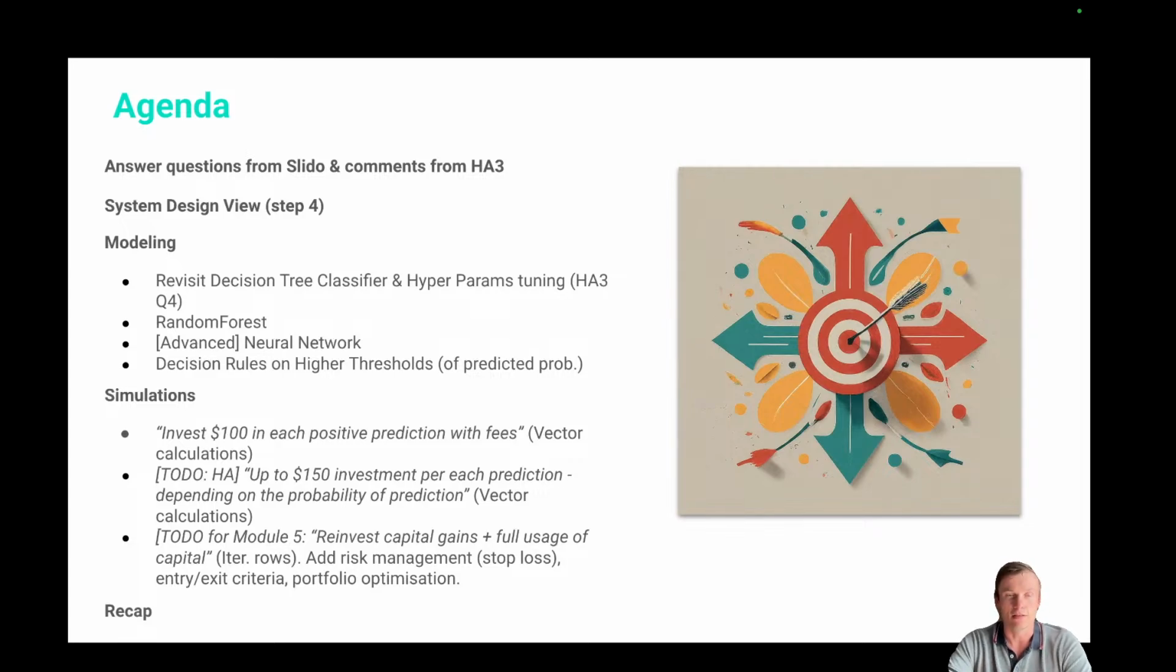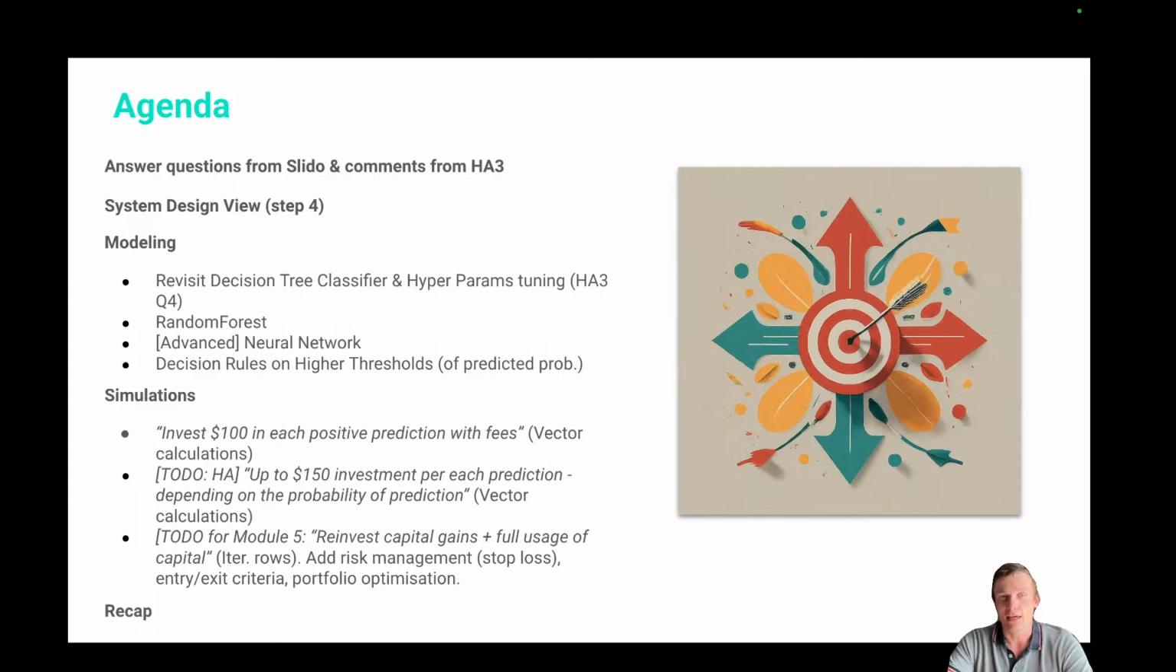In the modeling part, we will revise Decision Tree Classifier and Hyperparameters tuning. That was a home assignment task. Then we will cover 2 more models. One is random forest and another is neural network, an advanced model. And finally, we will introduce decision rules on higher thresholds of predicted probabilities. That is, you can artificially limit the usage of the model on some subset of the data when you know that the model predicts better.